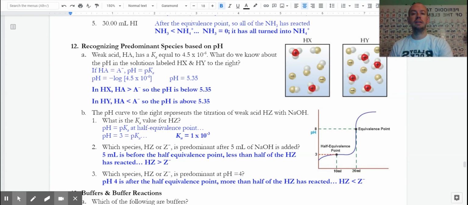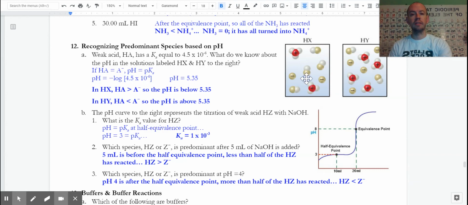But what we need to recognize is that if I had an equal amount of my acid and my conjugate base, then the pH would equal the pKa. So when those are equal, the pH is 5.35. That we know. When it's all acid, it would be lower. When enough of it has been neutralized that it's all turned into the conjugate base, it would be higher.